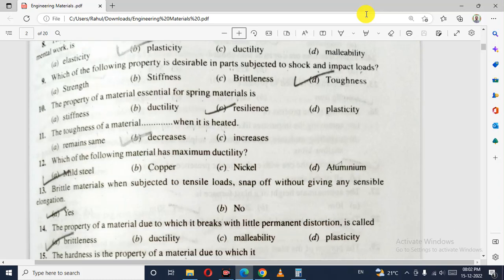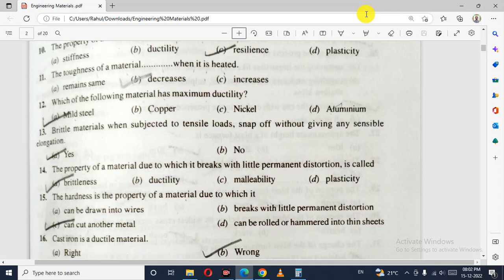Which of the following materials has maximum ductility? Mild steel. A brittle material, when subjected to tensile load, snaps off without giving any sensible elongation. Yes, the property of a material due to which it breaks with little permanent distortion is called brittleness.